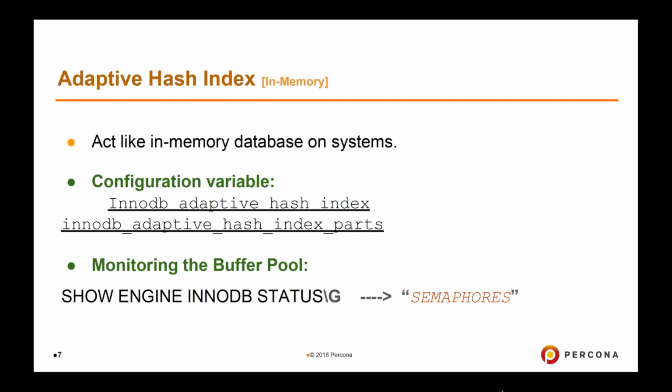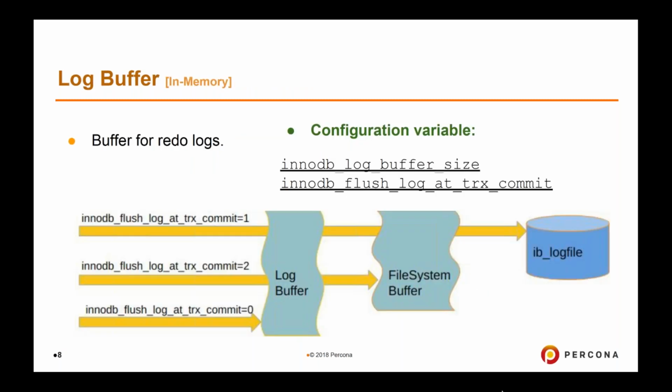In that case, you can disable it. Or the second option is that there is a concept of partition in the adaptive hash index also. You can divide your adaptive hash index area into partitions using innodb_adaptive_hash_index_parts. That's how you can handle multiple concurrent connections and multiple concurrent operations in different areas. So these are the two possibilities we have to deal with adaptive hash index. Next, please.